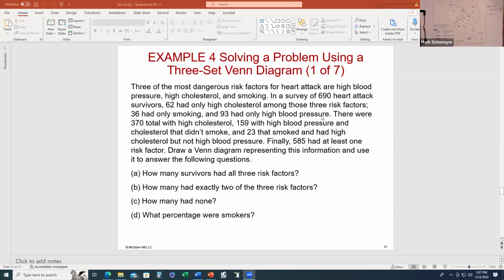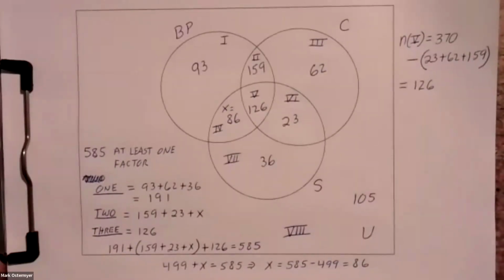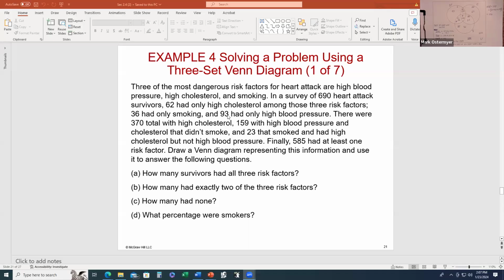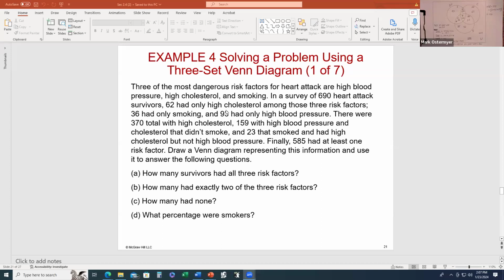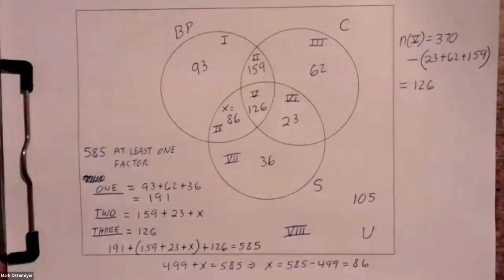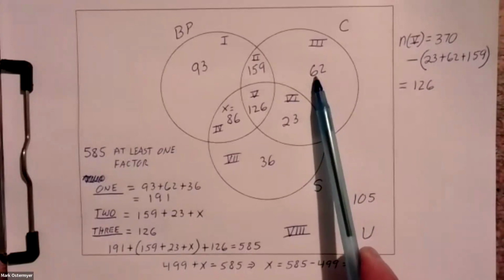93 had only high blood pressure. So 93 would go where? Region 1. Yeah, region 1, 93. Okay. That's pretty obvious. And then it says 36 had only smoking. 36 goes in what region? Region 7. That's pretty obvious. And then it says 62 had only cholesterol. What region? Only cholesterol. Region 3, 62.